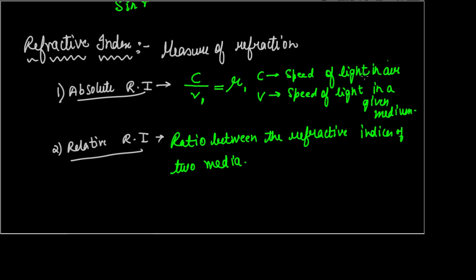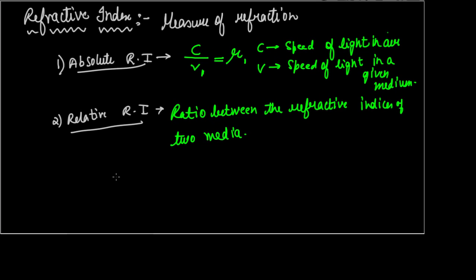So what does this basically mean? For example, we have two media. Suppose this is some medium 1 and this is some medium 2. Now from medium 1 to medium 2, light is entering and it is undergoing some refraction.